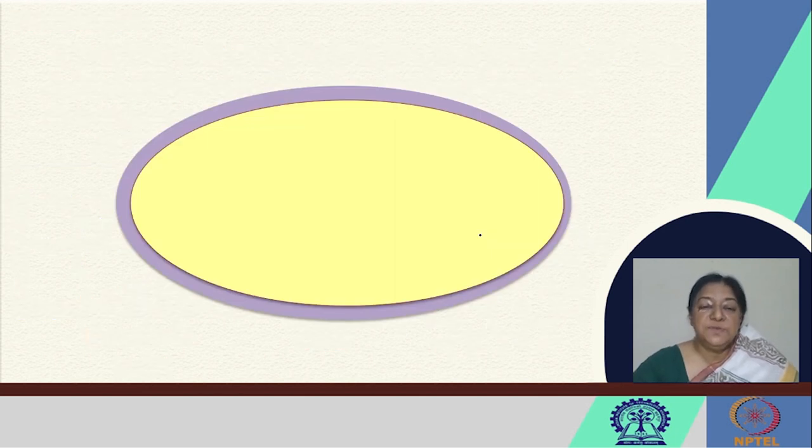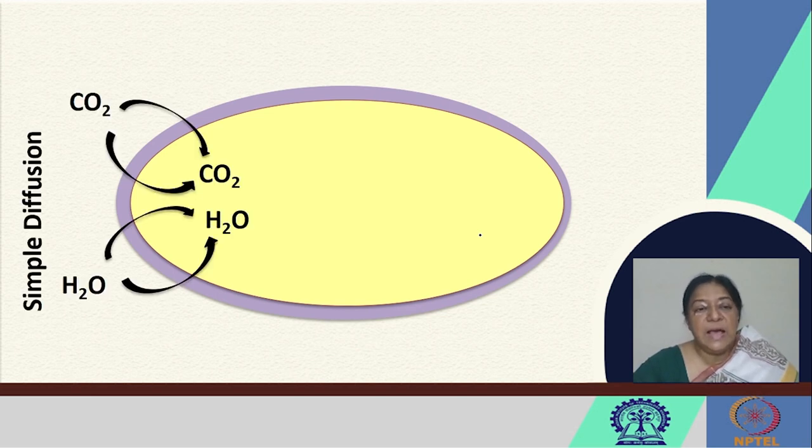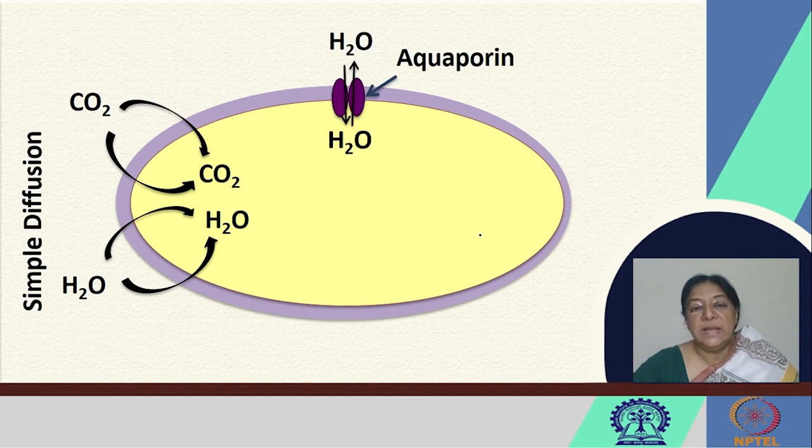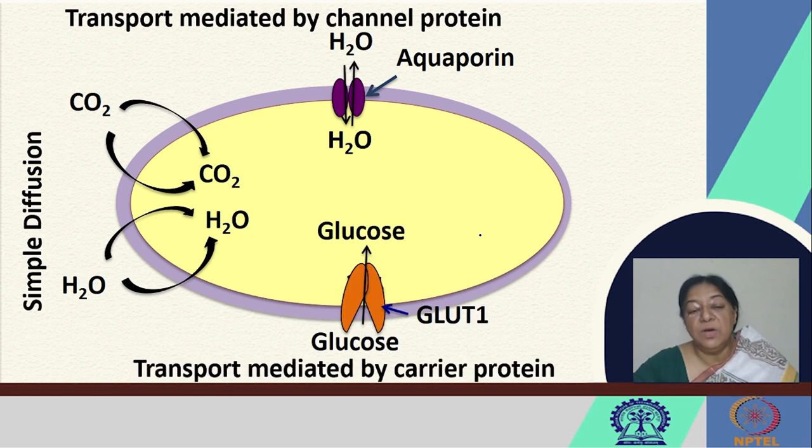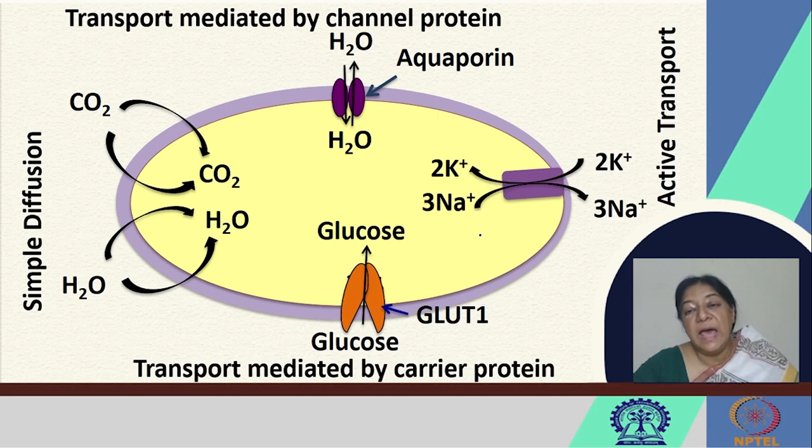So if we look at the types of transportation possible, where we have our cell membrane, our cytoplasmic region, and our external region, we can have simple diffusion. We can have an aquaporin that will transport the water. We can have glucose transport mediated by a carrier protein, which we will see in a moment. And we could have active transport, which we will look at in the next lecture. So this looks at all the different possibilities for transport through the membrane.